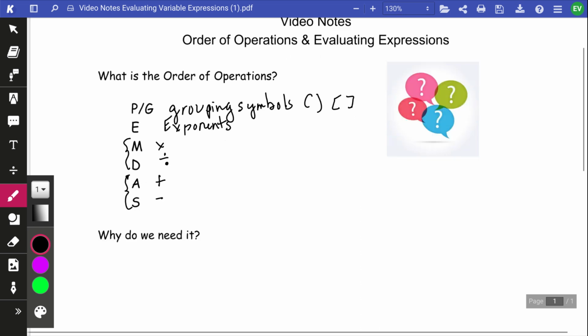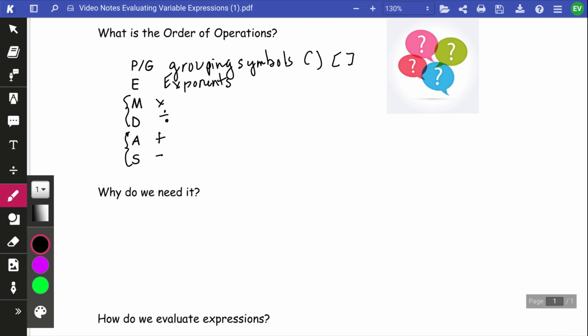Why do we need it? Good question. Order of operations, we need it because it gives us a system that is consistent so that everybody gets the same answer. So if I have something that looks like 4 plus 3 times 2, which one would you do first?